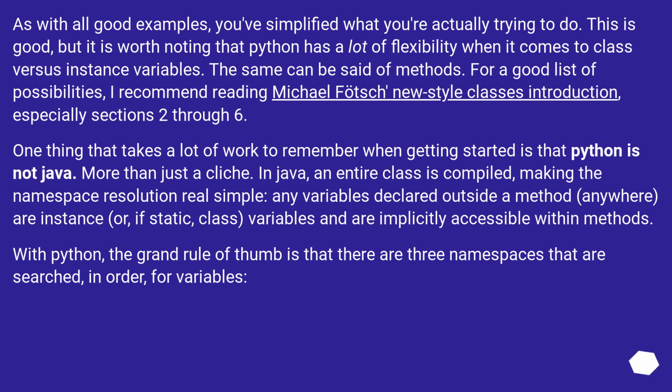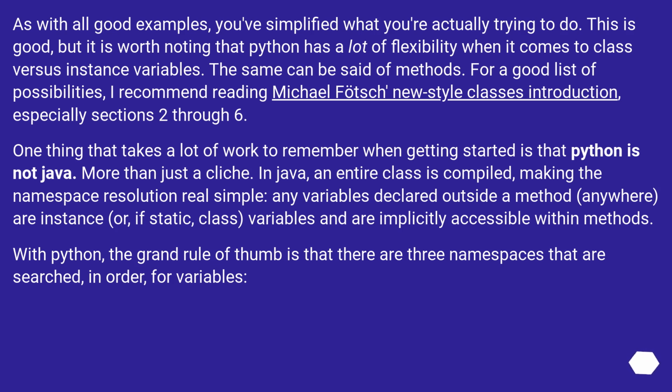As with all good examples, you've simplified what you're actually trying to do. This is good, but it is worth noting that Python has a lot of flexibility when it comes to class versus instance variables. The same can be said of methods. For a good list of possibilities, I recommend reading Michael Foord's New Style Classes introduction, especially sections 2 through 6.